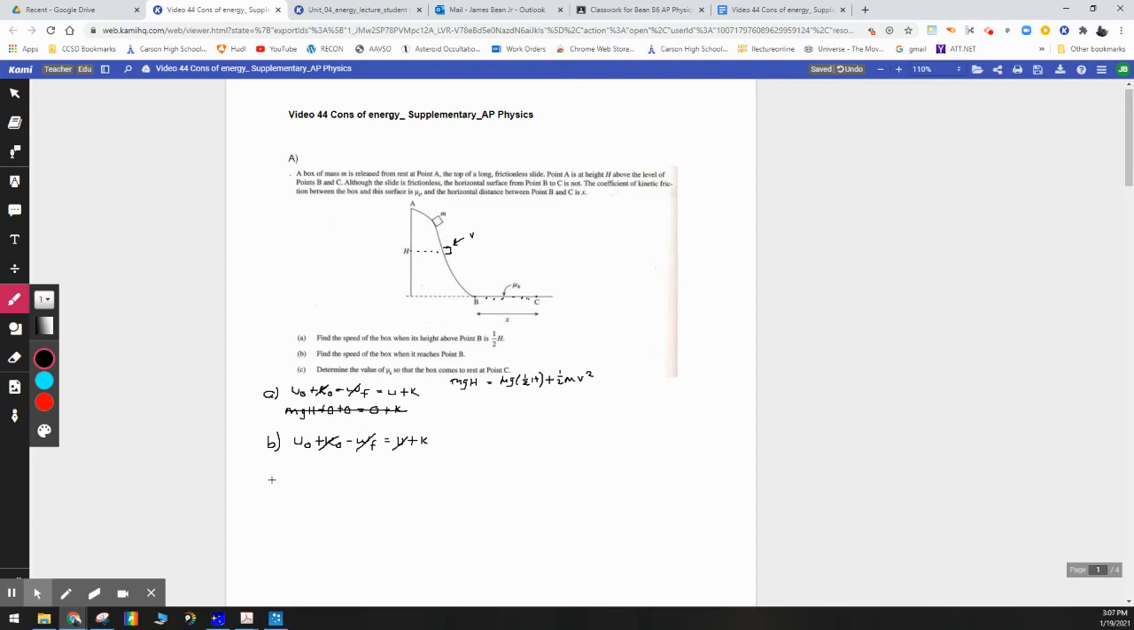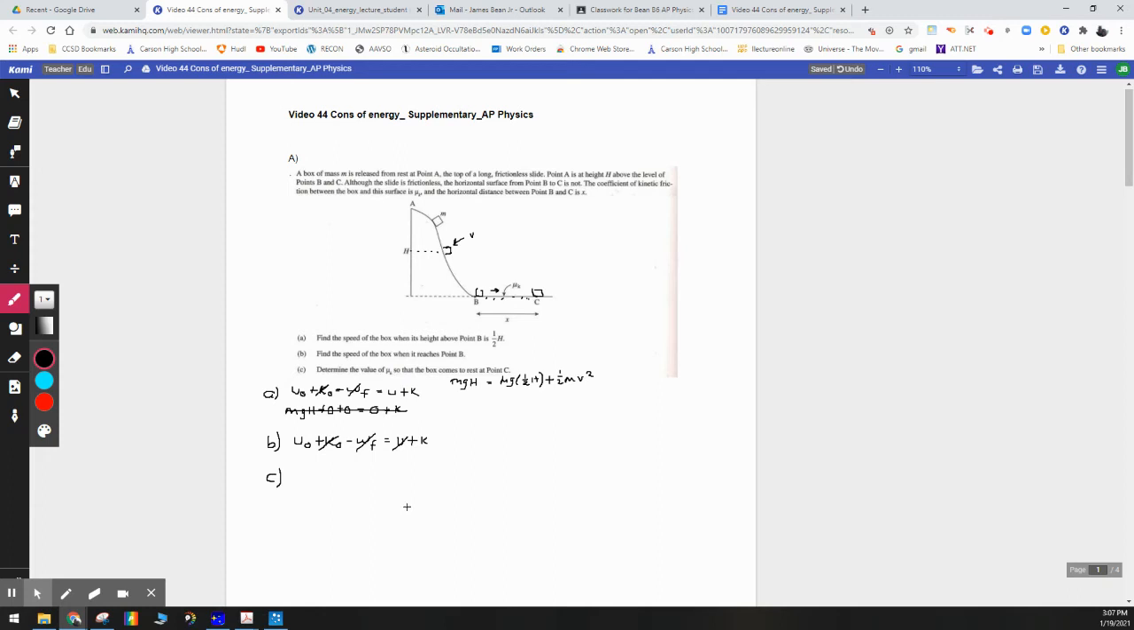So we should be able to use the appropriate equation here and solve for v. We'll hit pause. Part C now says determine the value of mu k so that the box comes to rest at point C. So we know what the velocity is here. The box is going to be here, slide across in this direction, and come to rest at point C. So what's mu k?